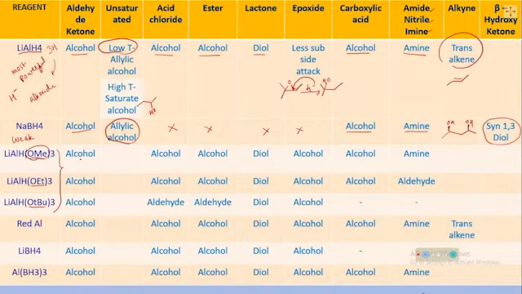Aldehyde and ketone are reduced to alcohol, acid chloride is reduced to alcohol, ester is reduced to alcohol, lactone is reduced to diol, epoxide is reduced to alcohol, carboxylic acid is reduced to alcohol, amide, nitrile or imine is converted to amine. Lithium aluminum triethoxyhydride.